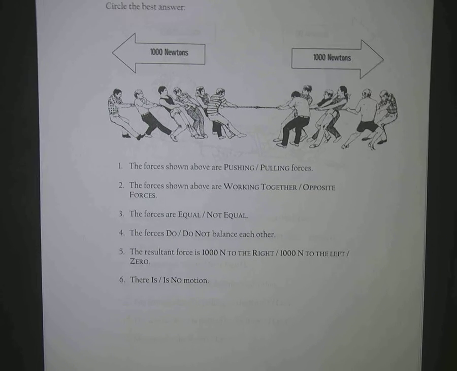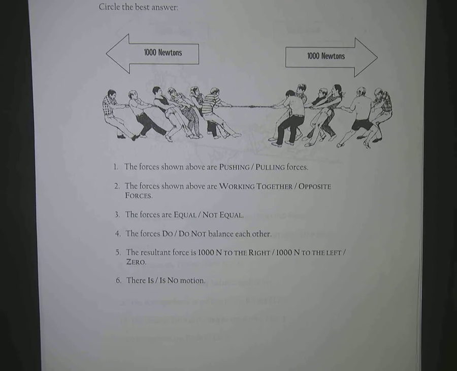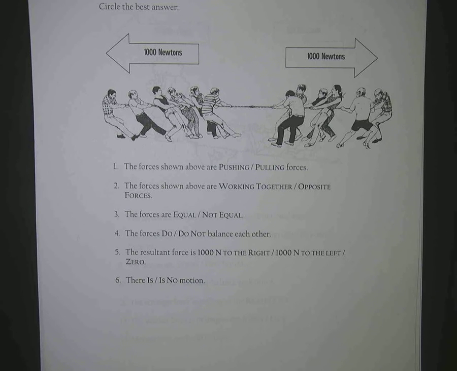Number 1. The forces shown above are pulling. Number 2, the forces shown above are opposite. Number 3, the forces are equal. Number 4, the forces do balance each other. Number 5, the resultant force is 0. And number 6, there is no motion because if you look at the picture first and you see the 2 arrows, when they are equal and opposite, they cancel each other out. These people are stuck.